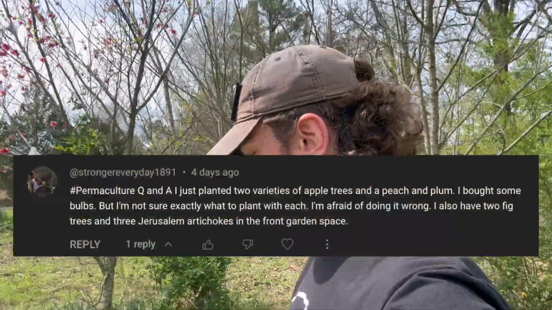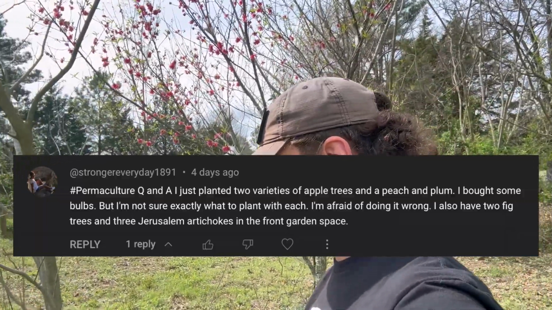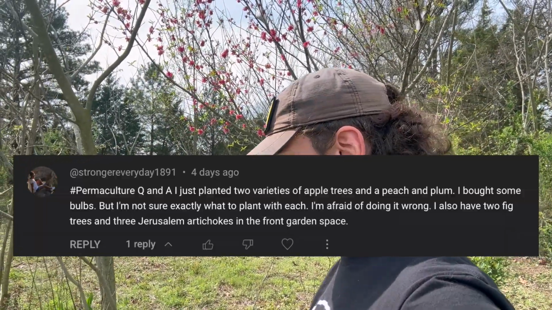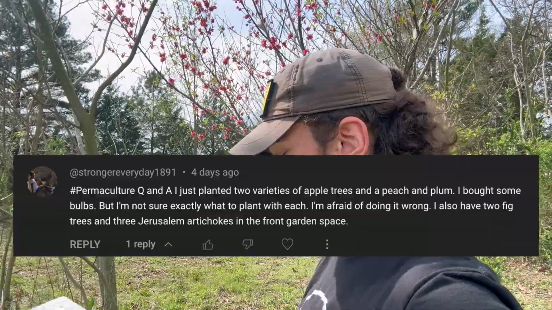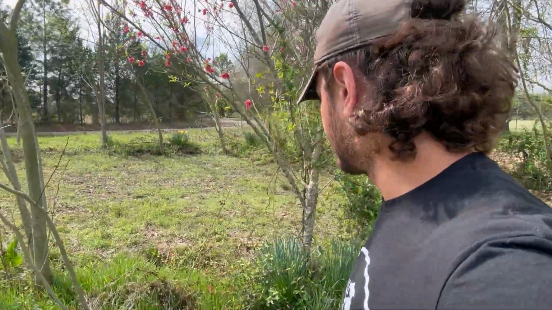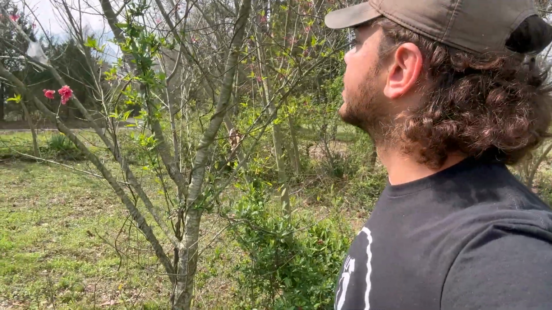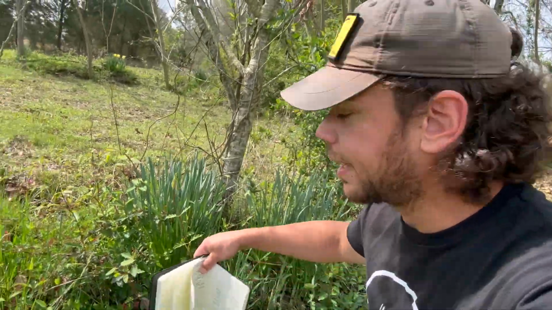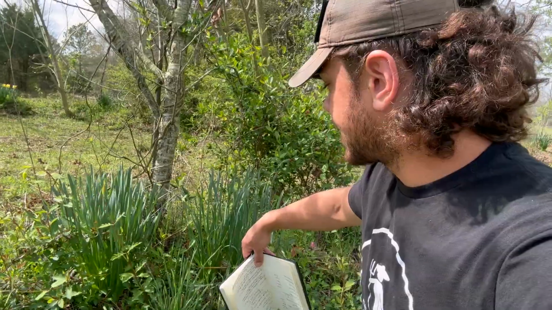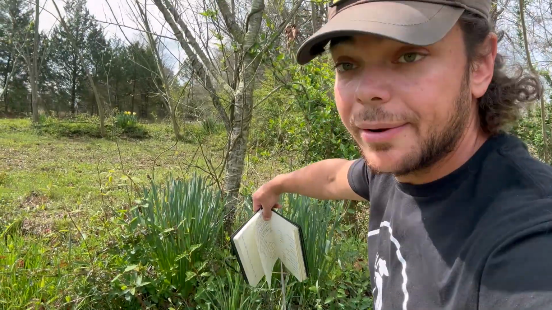This next one is from Stronger Everyday. I just bought apple, peach, and plum trees. What should I plant around them? I just bought bulbs as well. I don't want to screw this up. Well, right here, this is a peach tree. And right here, you can see the daffodils actually popping up from right up against the base of this peach tree. And this is to help keep away any deer or rabbits or anything like that. They don't like to graze anything around these daffodils.